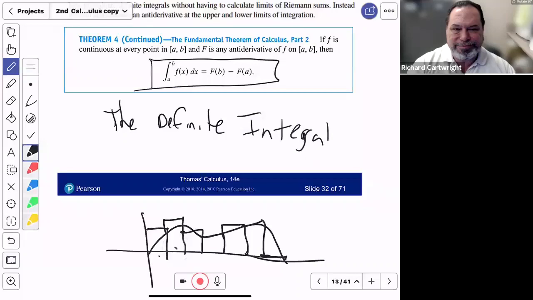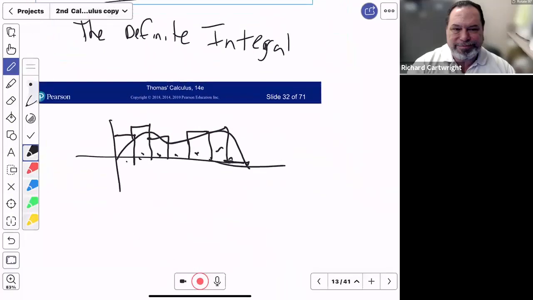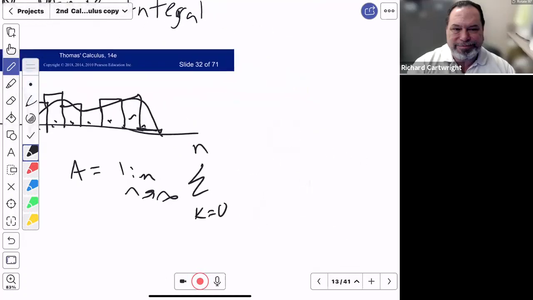If all I want is lower sums, that means every rectangle could be left-handed or right-handed. Right-handed, right-handed, left-handed, left-handed, right-handed. Who knows? And then what was worse than that? The area was equal to the limit as n goes to infinity of the sum as k goes from 0 to n of some function with i's in it, times delta x. That's fun too. I bet some of you are still working on that.